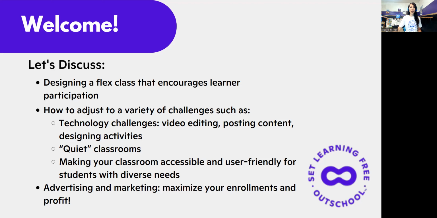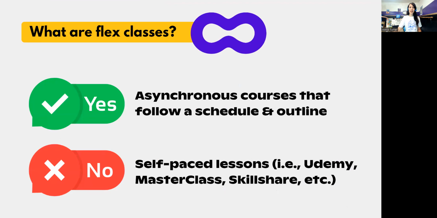All right, so first off, designing a flex class that encourages asynchronous interaction. First, it is important to know what flex classes are. It's really important to distinguish flex classes from self-paced courses. For example, Udemy, Skillshare, Masterclass, these are websites where you pay for the class or the course. And then as soon as you pay for the subscription or pay for the course, you have access to all of the materials. You can watch them on your own time frame, and that's it. You own the materials now.